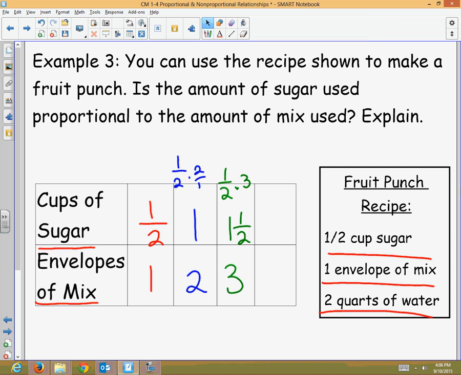Now let's pretend we need 4 envelopes of mix. How much sugar would we need? Well, 1/2 times 4 is 4 over 2, which is 2 whole cups of sugar.